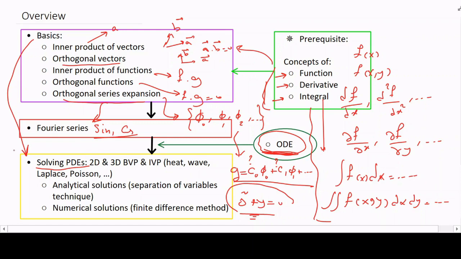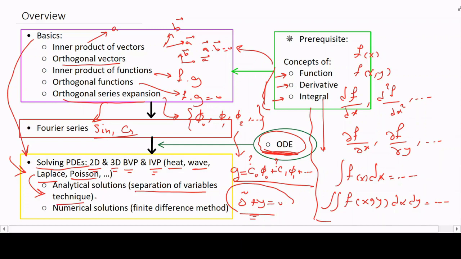And finally, we get to this important phase of this course, which is solving partial differential equations. We will talk about two-dimensional and three-dimensional boundary value problems and initial value problems. Some of the examples will include the heat equation, wave equation, Laplace's equation, and Poisson's equation. And we will talk about some analytical techniques, mainly the separation of variables technique, to solve these equations.